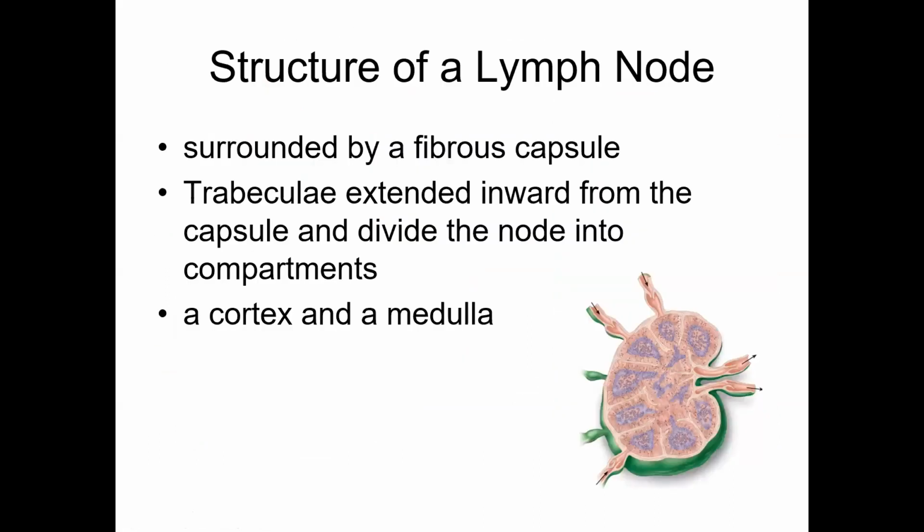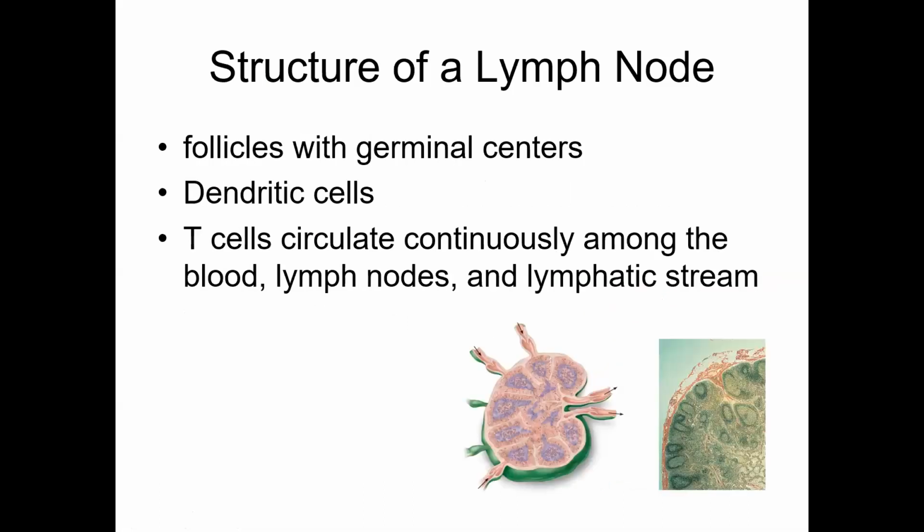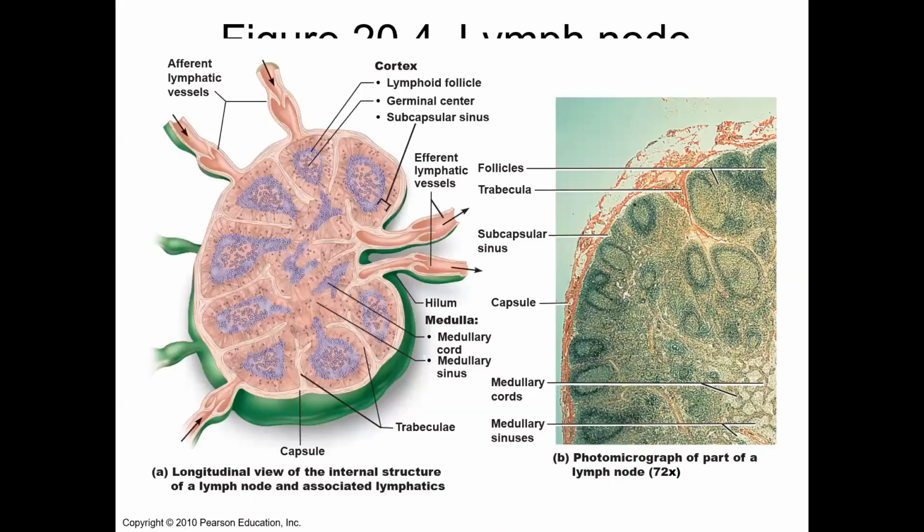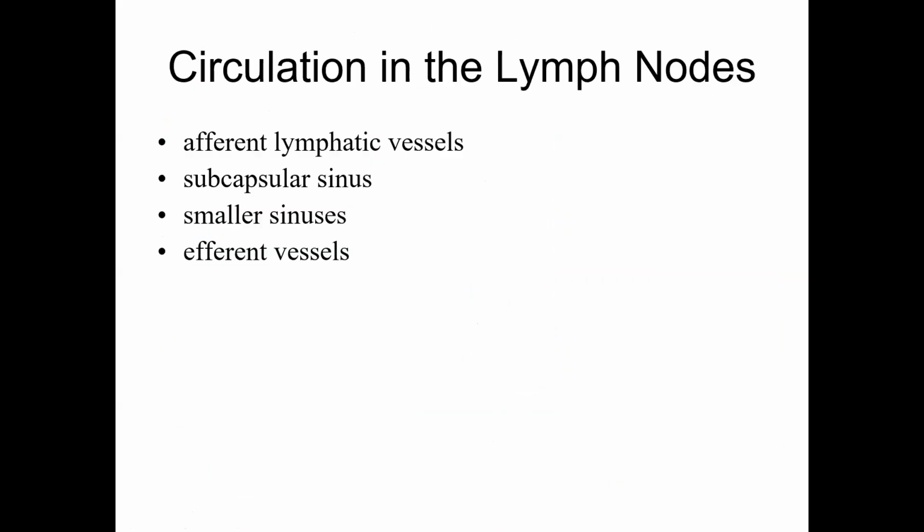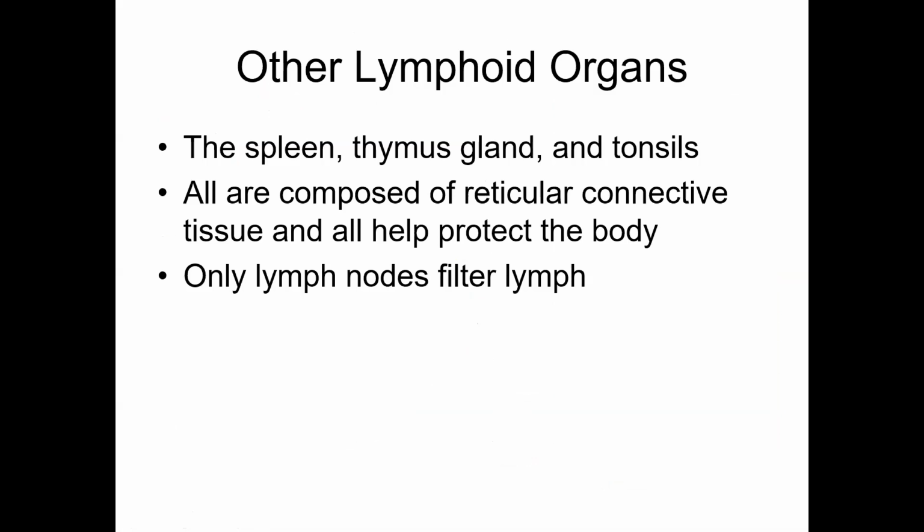Okay, so I'm going to skip these slides. You should be able to read your book and get all these structures. Pretty straightforward. Here, all these structures you should be able to identify from a picture or histology picture. Besides lymph nodes, there are other lymphoid organs like the spleen, the thymus, and tonsils. These are the major lymphoid organs.